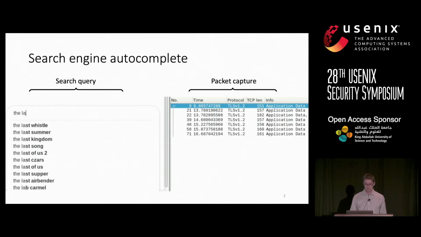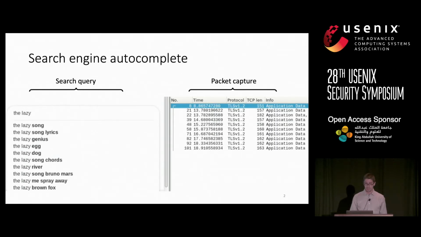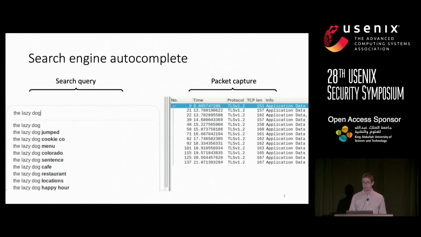What autocomplete is doing is trying to predict what you're searching for before you finish typing your query. The key thing that this work looks at is that as you're typing your query into the search field on the web page, this induces a bunch of network traffic between the client and the server. Despite this traffic being encrypted, we'll see how some of the properties of this traffic leak information about what that search query was.